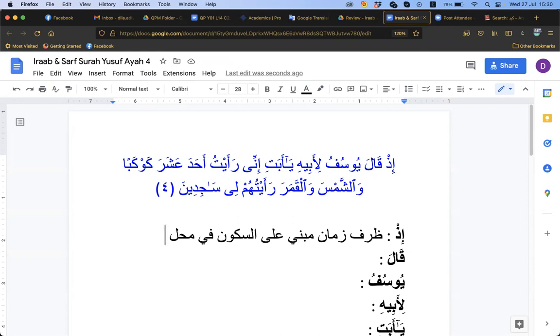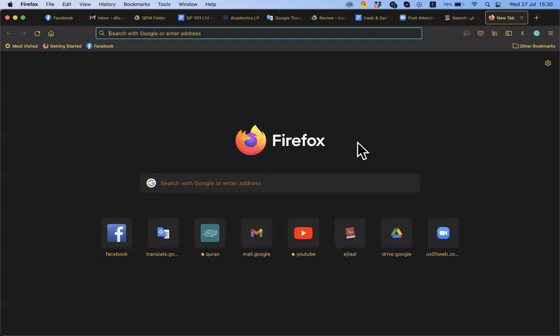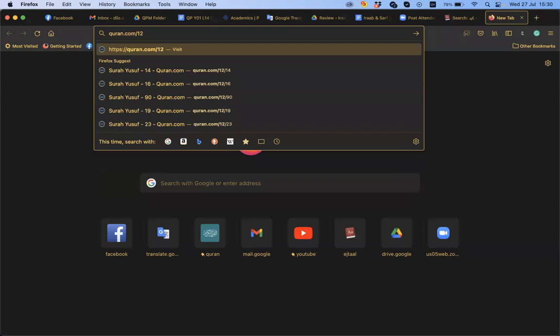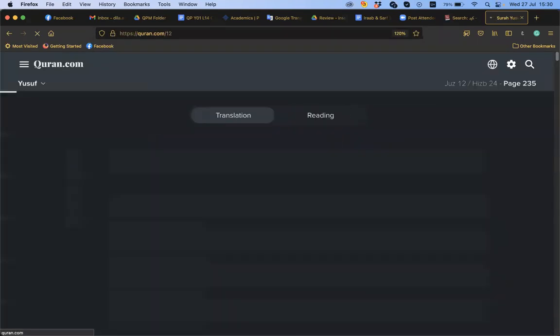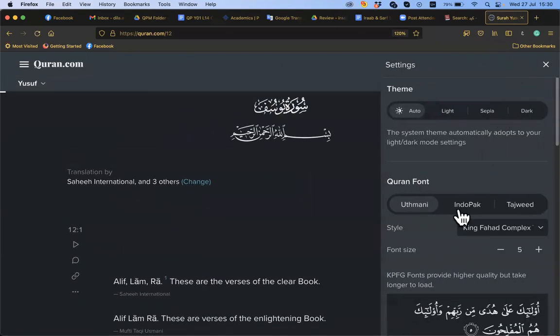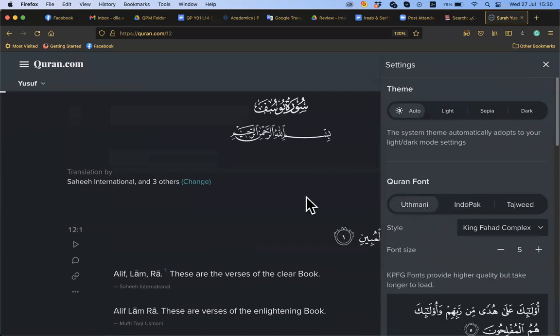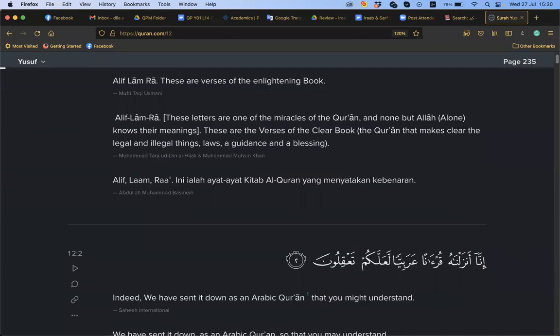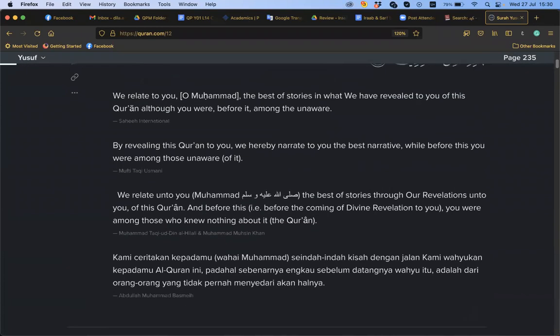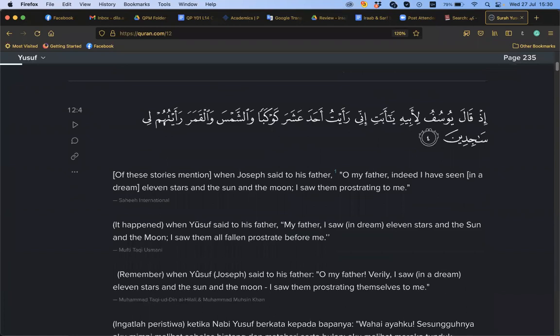It can be maf'ul bihi, or it can be maf'ul fihi, or it can be anything else. If you have no idea, go to your translation, and try to understand how the translators translate and make sense of what they are saying. Try to see different translations too.